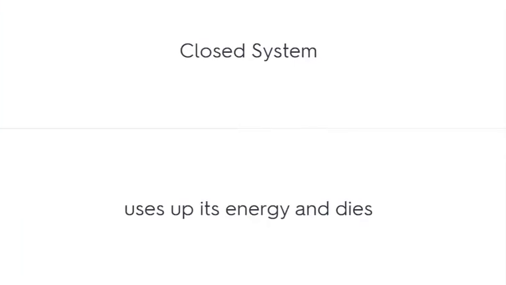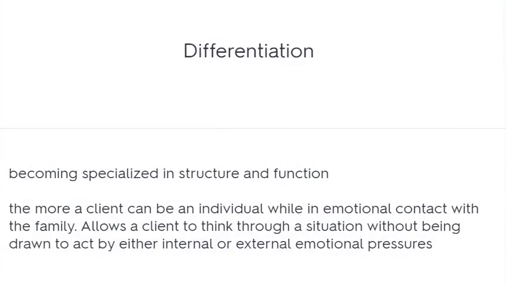Closed system, uses up its energy and dies. Differentiation. Becoming specialized in structure and function. The more a client can be an individual while in emotional contact with the family allows a client to think through a situation without being drawn to act by either internal or external emotional pressures.